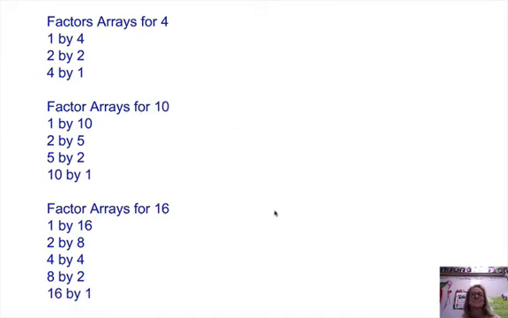Lesson 1.6 is about prime and composite numbers. What are the differences between those two types of numbers? So let's look at number 4.